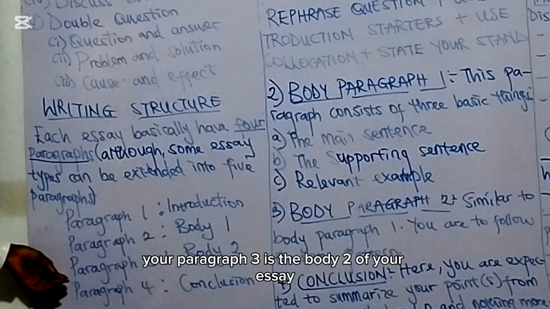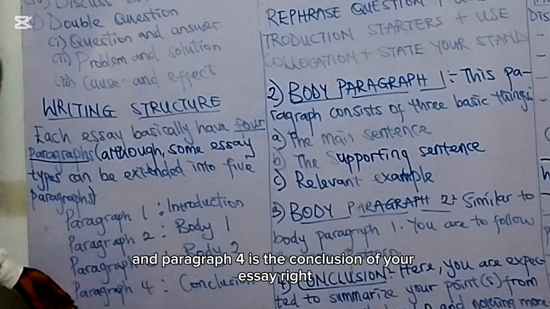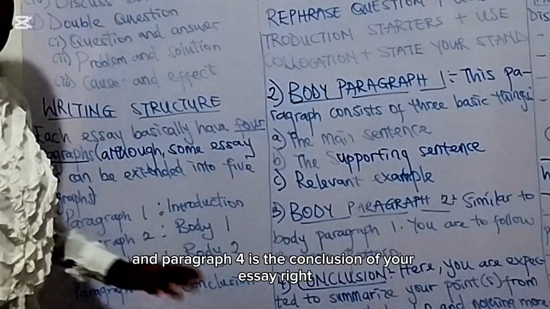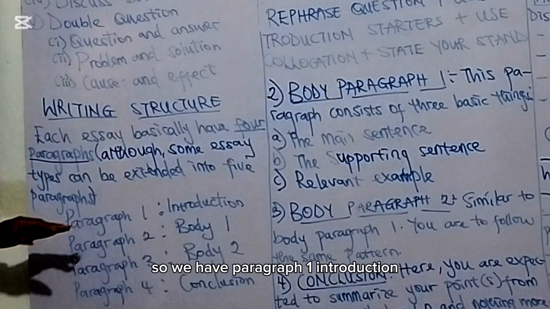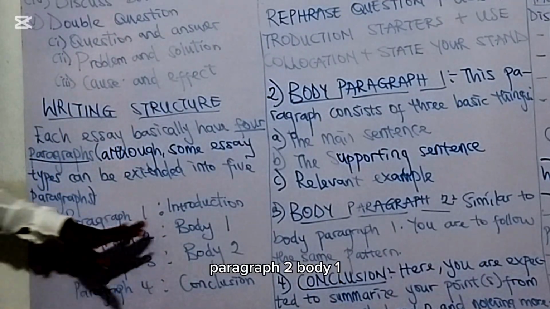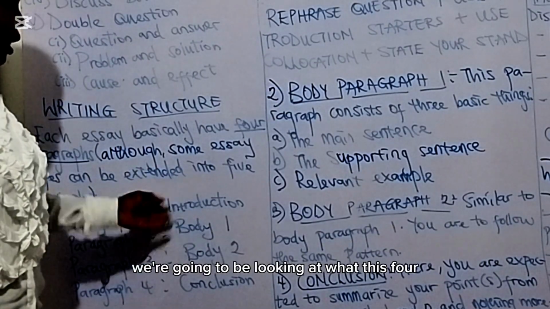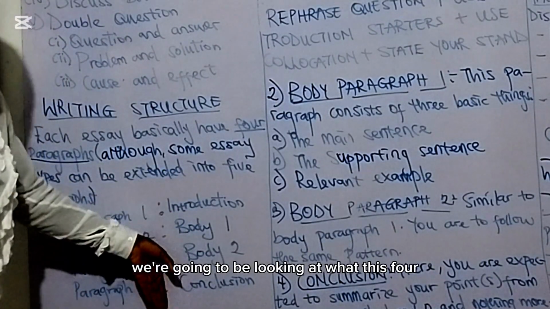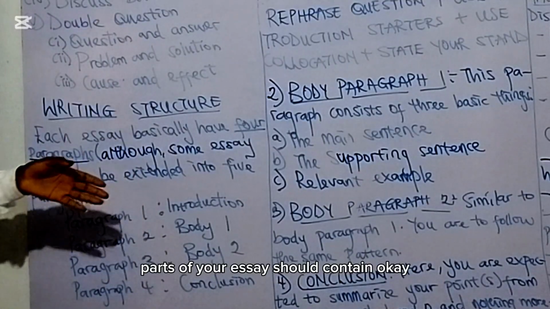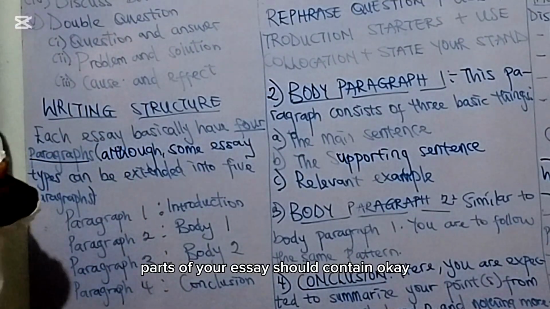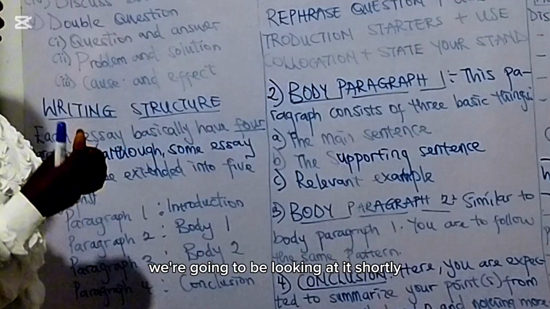Your paragraph 3 is the body 2 of your essay, and paragraph 4 is the conclusion of your essay. Right? So we have paragraph 1 introduction, paragraph 2 body 1, paragraph 3 body 2, and then paragraph 4 conclusion. We're going to be looking at what these 4 parts of your essay should contain. Okay, we're going to be looking at it shortly now.